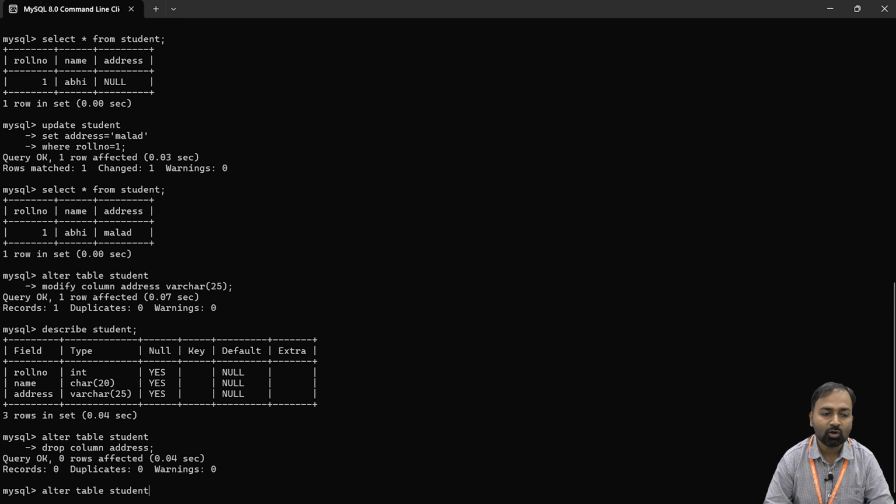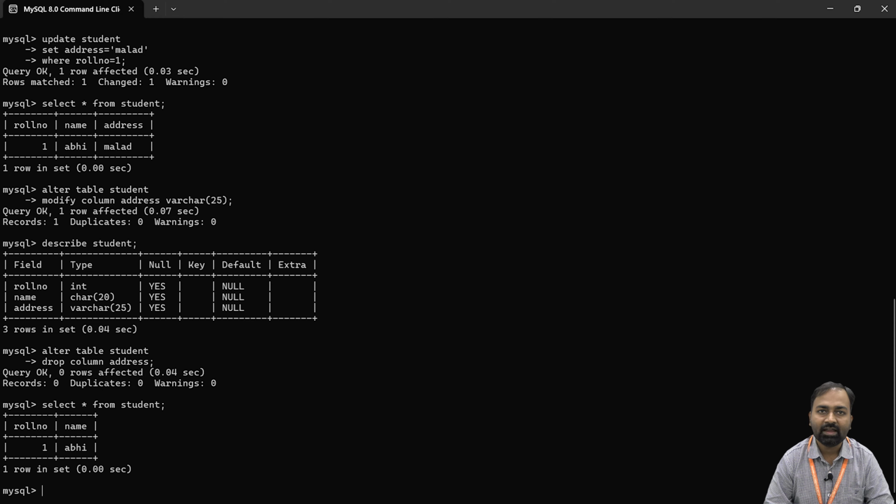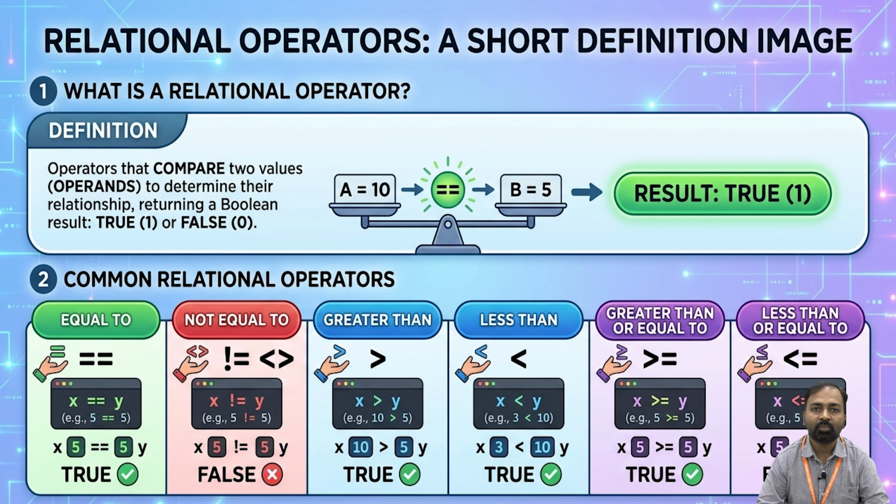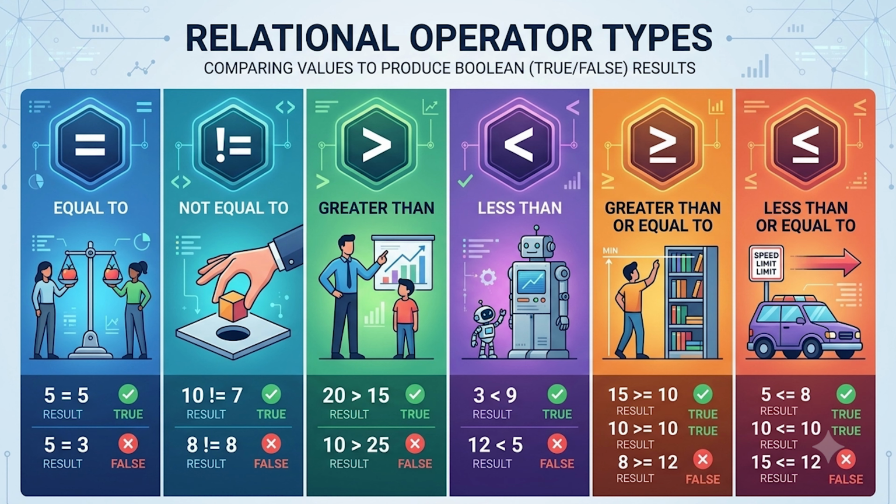Okay, so these are the three options, that is add, modify and drop, which we can use with the alter command. It is used to change the structure, to add a new column or to remove an existing column from the table. So now we'll continue with the operators. What are the different operators used in SQL? The first operator is the relational operator. In a relational operator we can use less than, equal to, greater than equal to, not equal to.